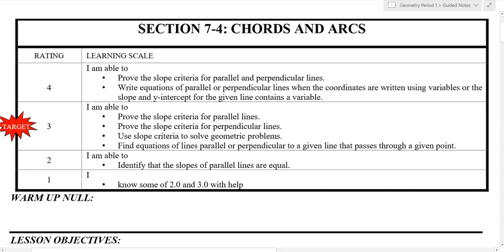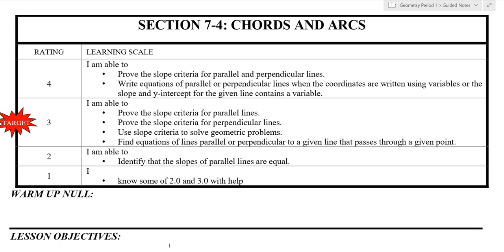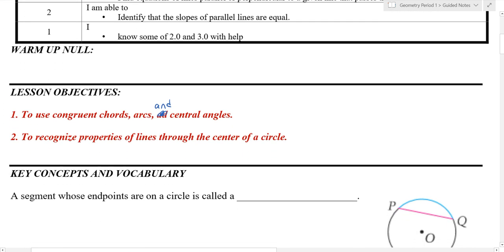Hello class, here is section 7.4, chords and arcs. So let's take a look at how this goes. Our objectives are to use congruent chords, arcs, and center angles, and to recognize properties of the lines through the center of a circle. Those are the objectives of this particular lesson.